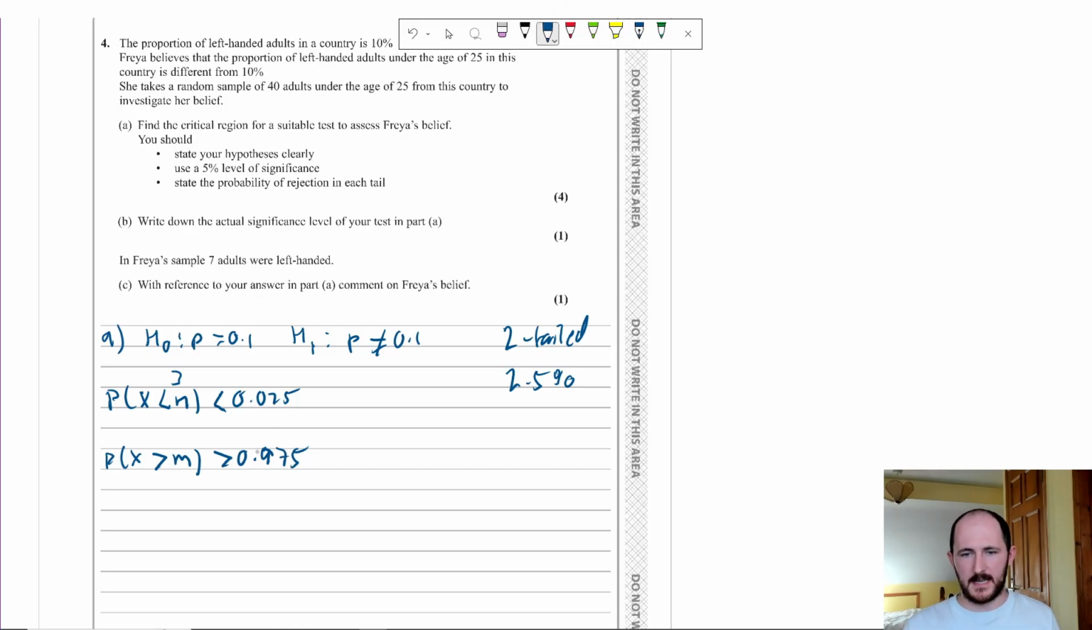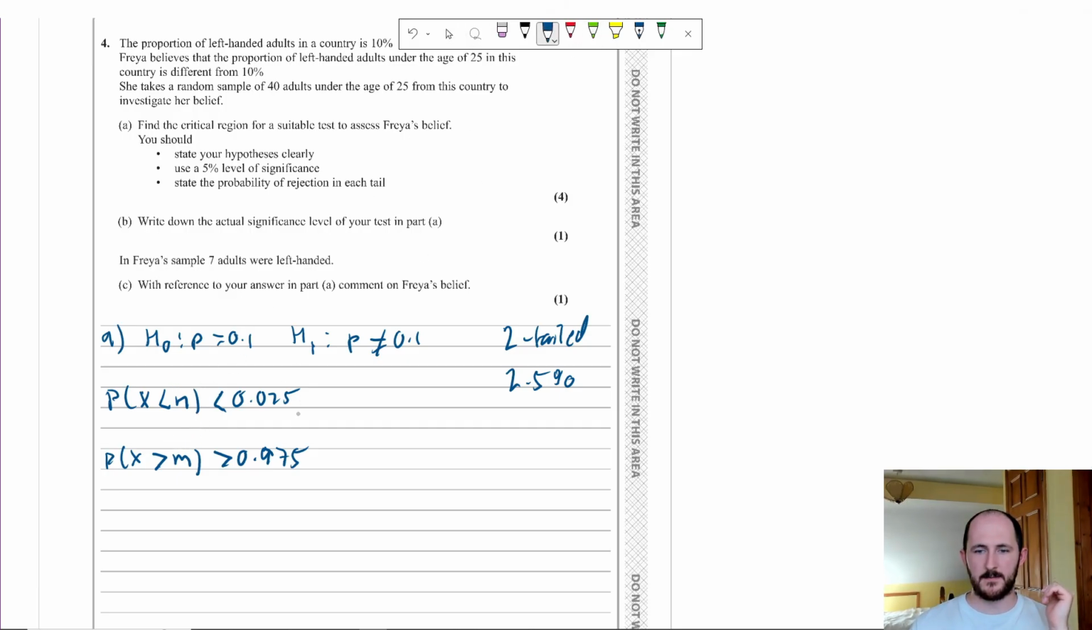Now in this case, let's say again, the probability of getting more than 10 people to be left-handed in this group of 40 people is so unlikely as well that it's more likely that the probability is actually greater than 0.1. So here's how we do this.